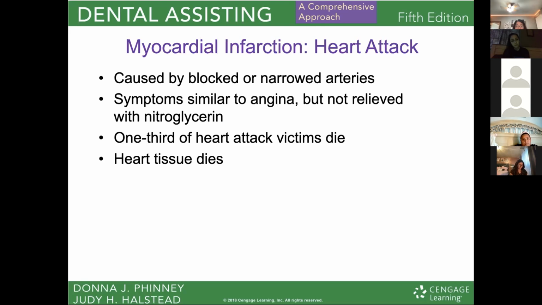My mouse is dying again. Sorry about that. Any questions with myocardial infarction?